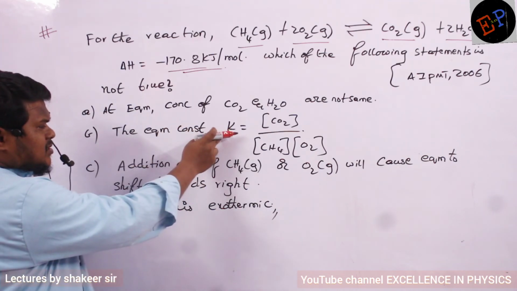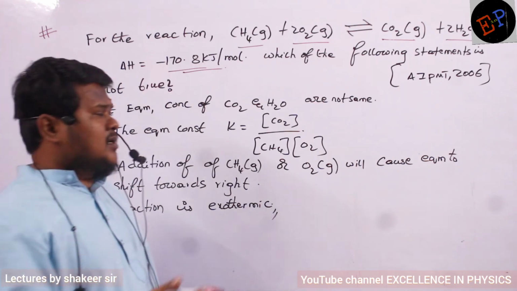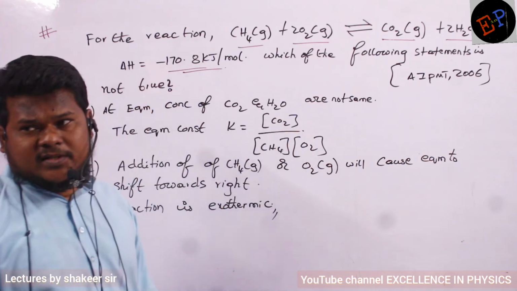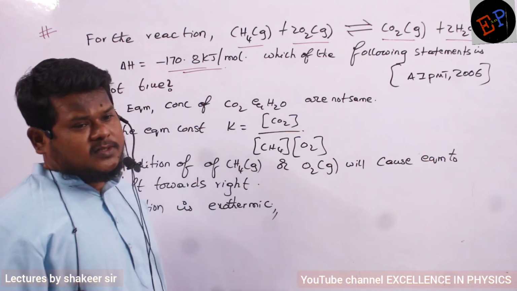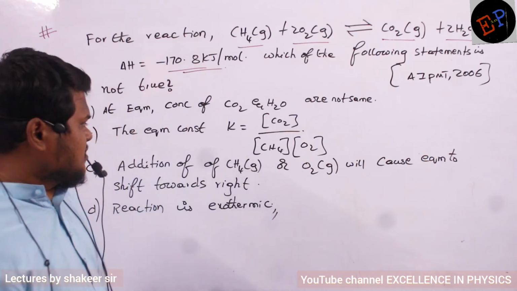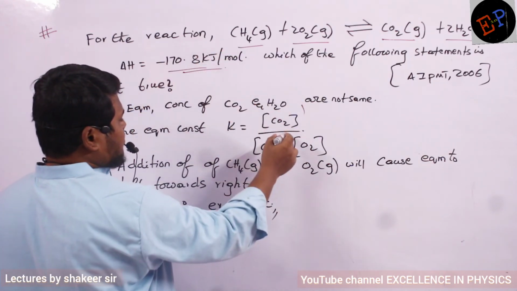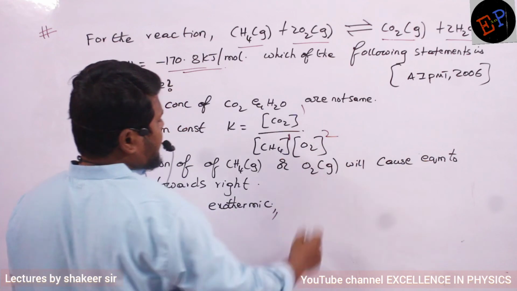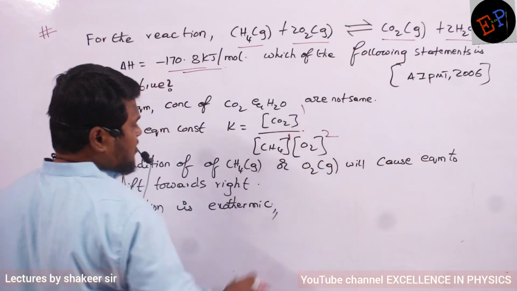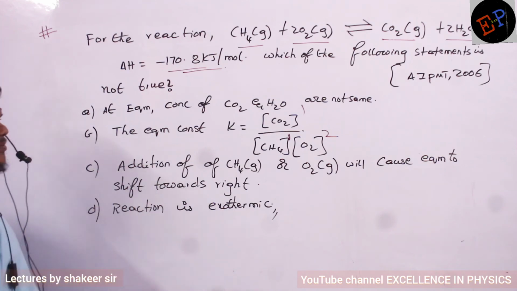So equilibrium constant, how do I have to write? The concentration of products in gaseous form to the power of their stoichiometric coefficients, divided by the concentration of reactants in gaseous form to the power of their stoichiometric coefficients. Clear, no? So CO2 power 1, CH4 power 1, O2 power 2 should be there, but here there is only 1. So definitely this statement is wrong. So let us go for the remaining statements.